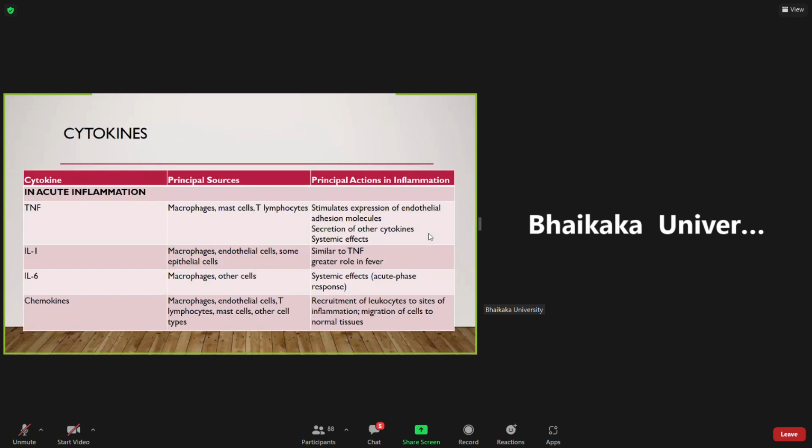So that was all about platelet activating factor. We'll learn about that later in detail.